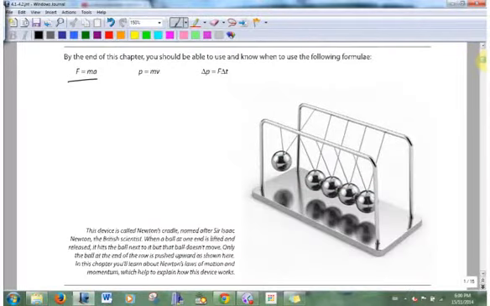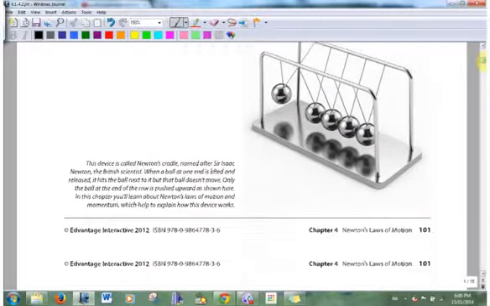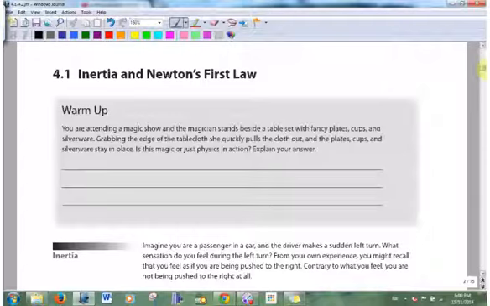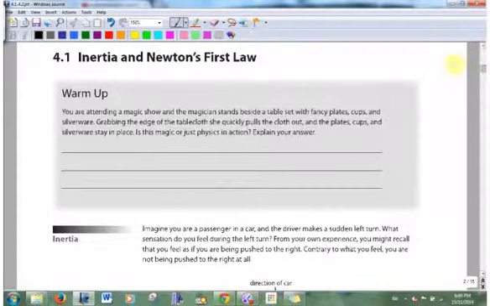So, there's a Newton's cradle. Cool little contraption. Used to have one, but I don't anymore. I should get another one.